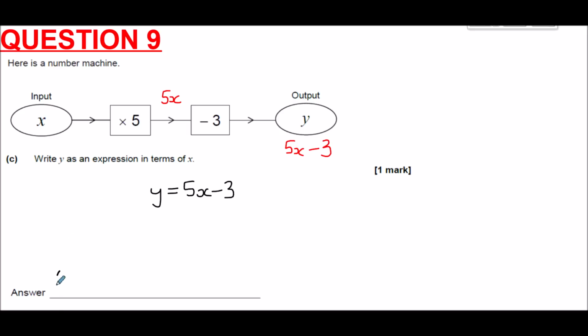To write y as an expression in terms of x, an expression, strictly speaking, doesn't need an equals sign. But if you want to, you can put one in this case. So you can put y equals, if you'd like, 5x minus 3. y is 5 lots of x, then take away 3 from that. And that's question 9 done.